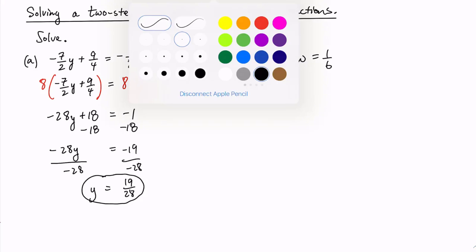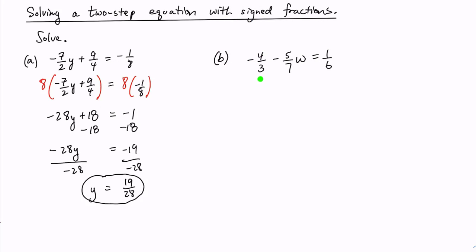How about the second problem here? We want to solve this equation. We want to find the missing value for w that makes this original equation true. First thing we want to do is balance this equation in such a way that we do not have to work with fractions. So what is the least common multiple between 3, 7, and 6? That answer is 42. We're going to take 42 and multiply the entire sides by 42.